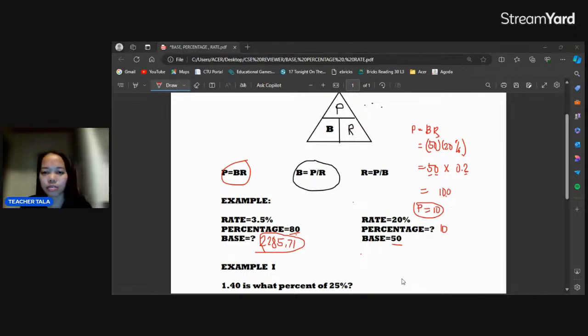Okay. Kuha ba yung samples natin? Okay, now let's go to the word problem. So in CSE, we also have, wait a moment po.